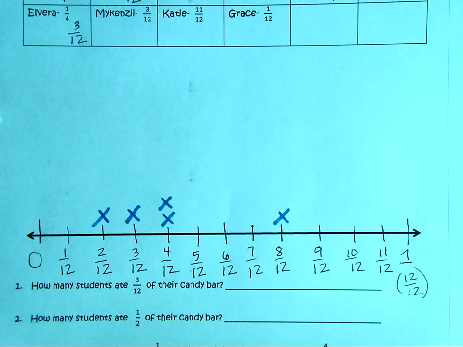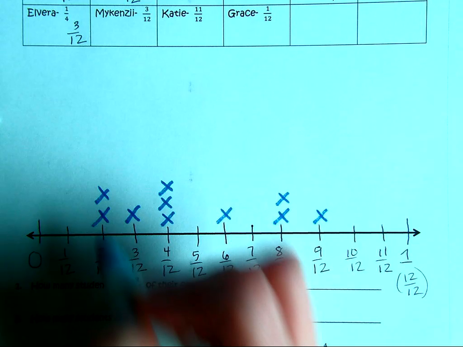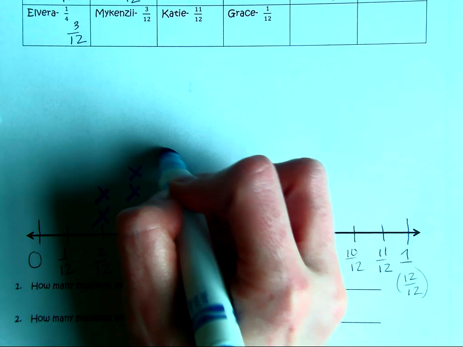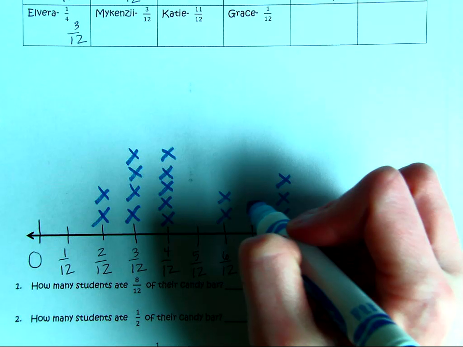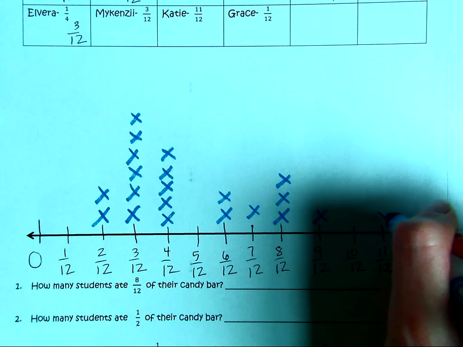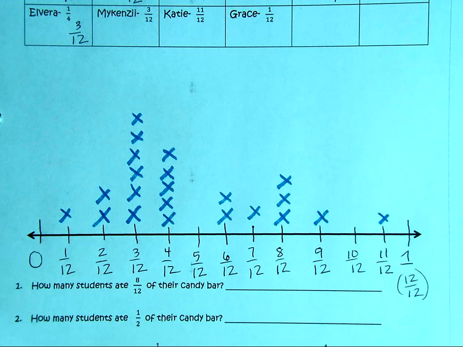Maddie, 2 twelfths. Jordan, 3 twelfths. Angela, 4 twelfths. Chelsea, 3 twelfths. Mackenzie, 4 twelfths. Sally, 6 twelfths. Noelle, 8 twelfths. Jada, 3 twelfths. Faith, 7 twelfths. Elvira, 3 twelfths. Mackenzie, 3 twelfths. Katie, 11 twelfths. And Grace, 1 twelfth. So we can easily look at this line plot and see that most of the students ate 3 twelfths of their Hershey bar.